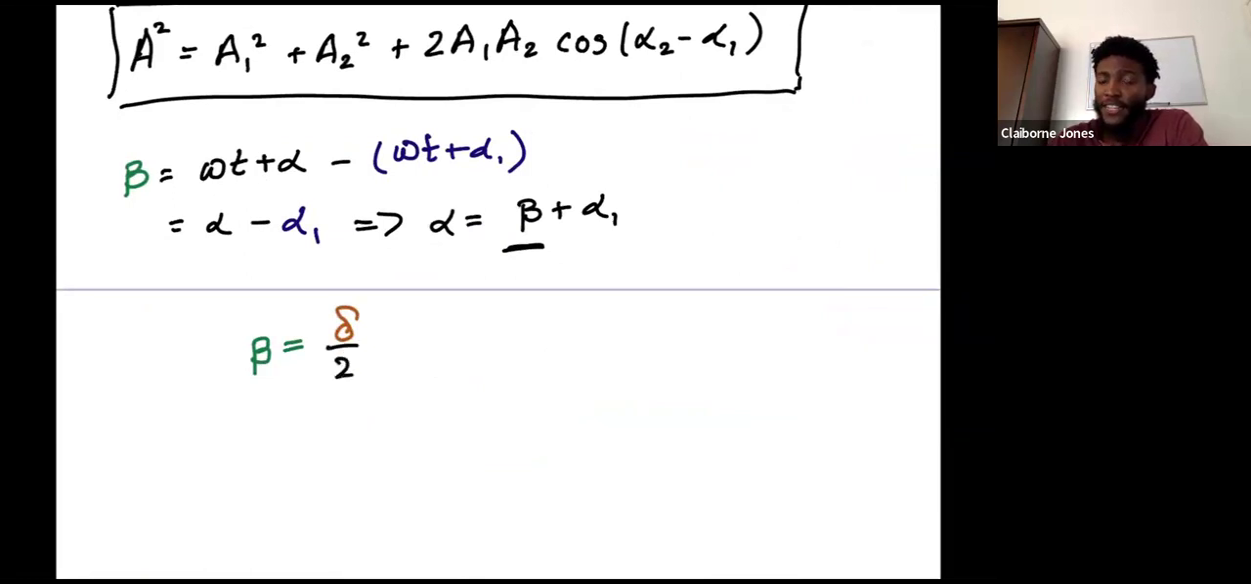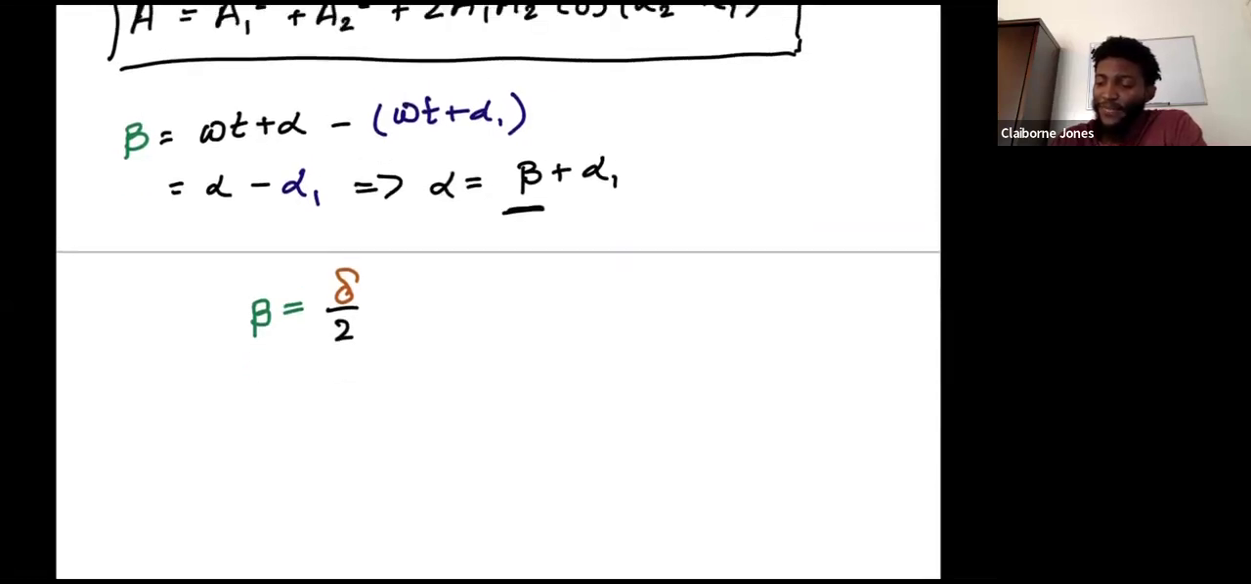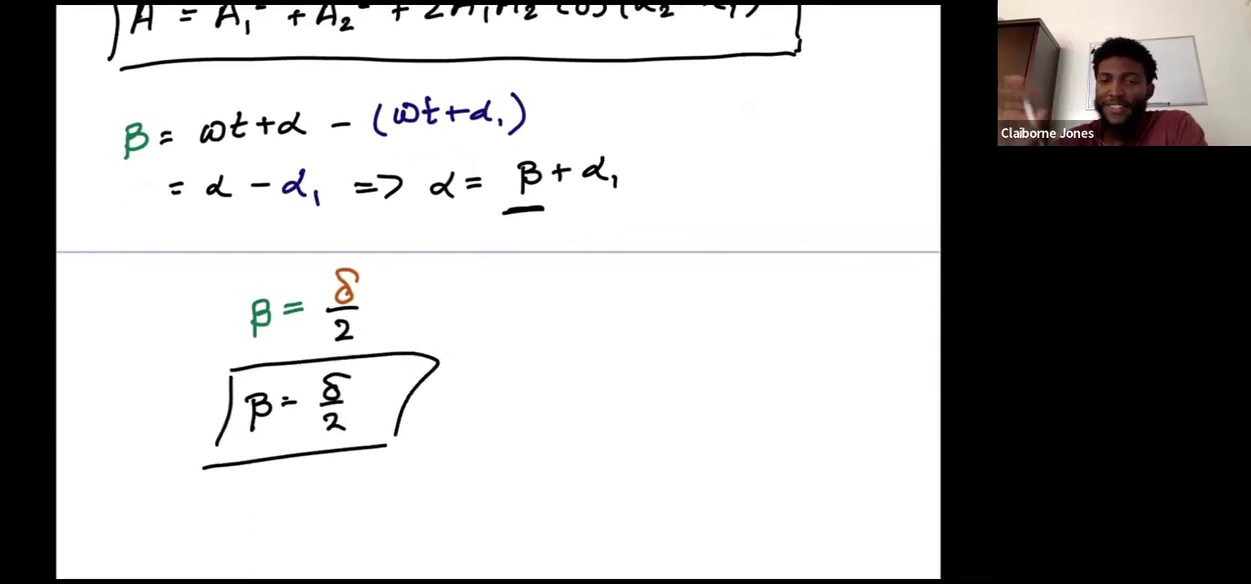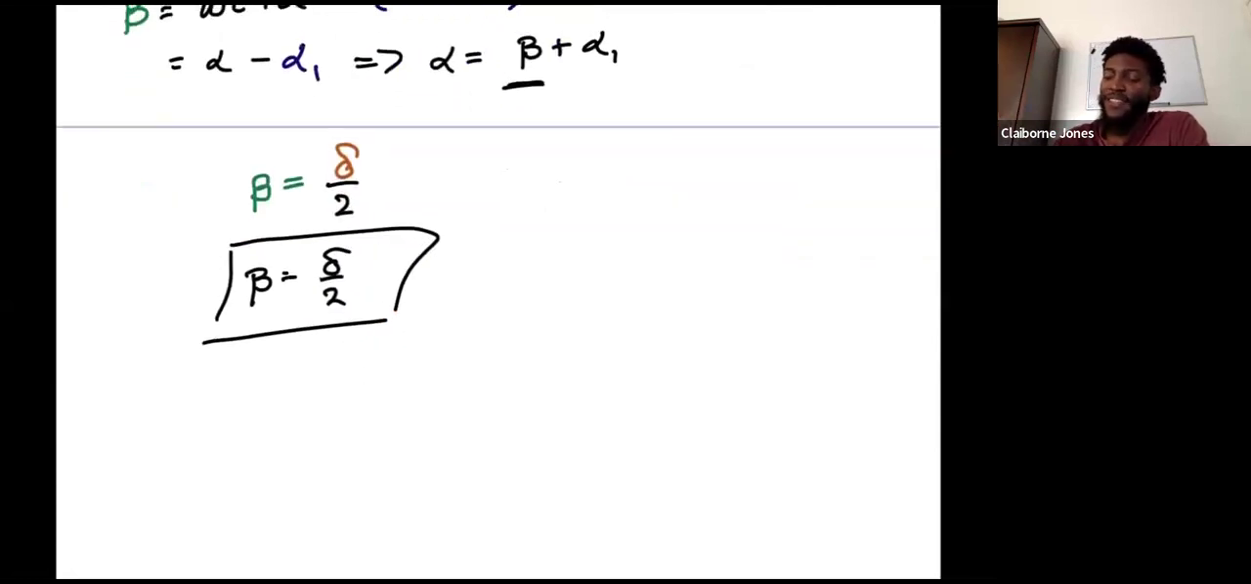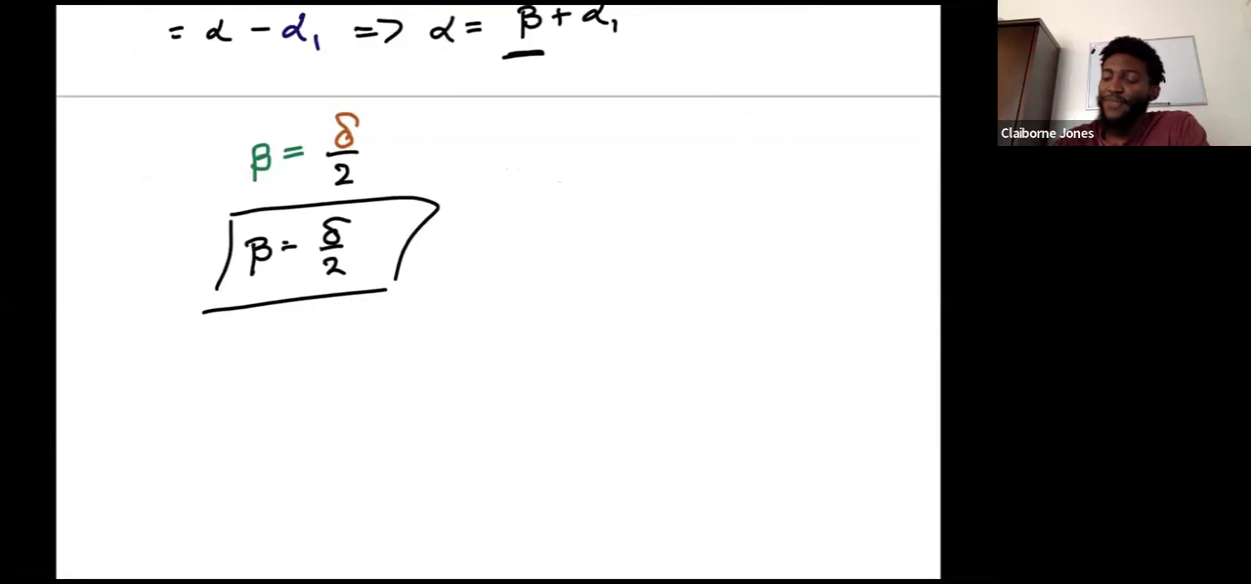I really hate all the changing colors, so from now on, I'm just going to write black. But beta is just equal to delta divided by 2. I'm done using different colors. Hopefully, it's clear to you at this point, and you don't need the colors to associate with the angles.